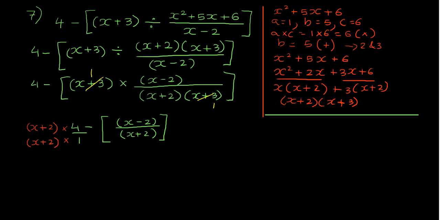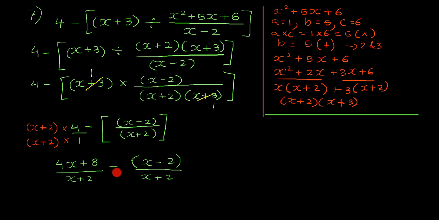Okay, let's go back to green. So when I expand this, that'll be 4x plus 8 over x plus 2 minus, remember, I am going to keep this in brackets. I'm not going to open the brackets unless we have everything under one denominator, and the reason we do that is because of this negative sign.